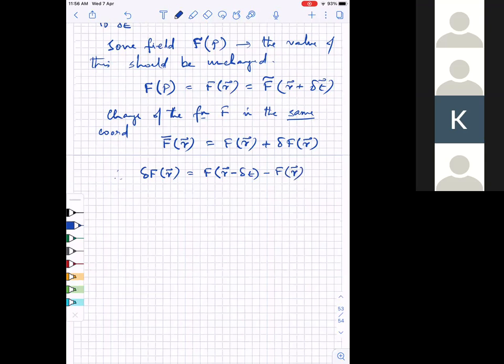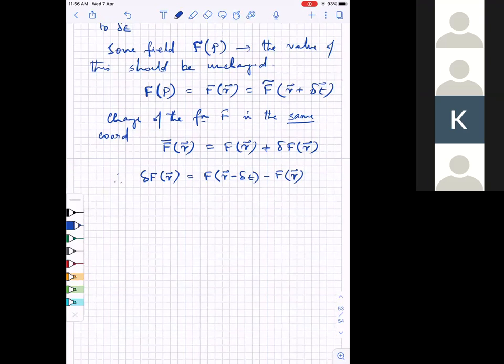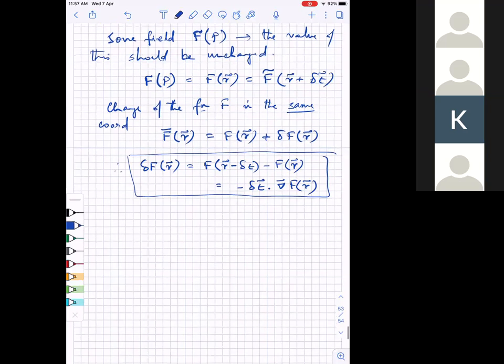And since these are at the same coordinate, I can expand it in a spatial Taylor expansion. So then this will be minus delta epsilon dot divergence of. So this is how some physical quantity will transform if I have a small rigid translation.